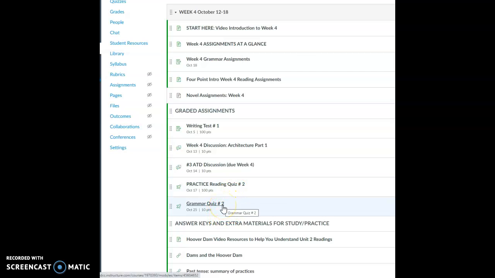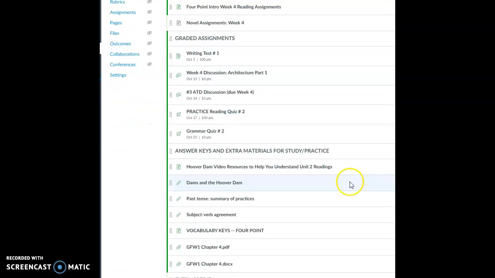And this week we have our grammar quiz, and it will be on 2 chapters. It'll be on chapter 2, which is on the past tense usage, and chapter 3, which is on subject-verb agreement. So I've put some additional practice materials in here for you. You're going to be doing the whole chapter 4 this week, and again, these keys will open on Sunday.